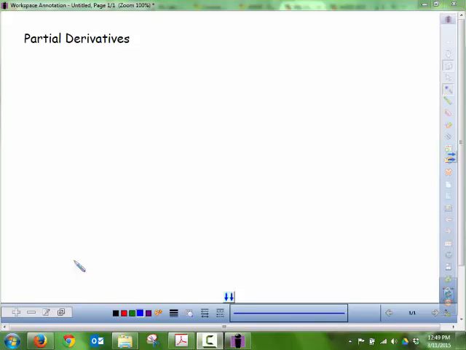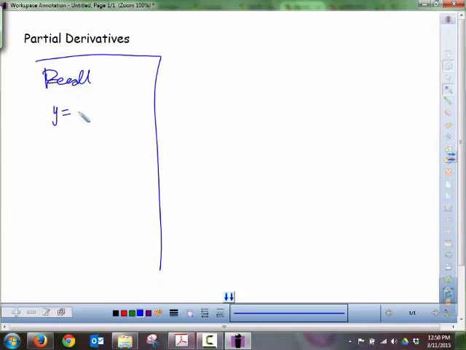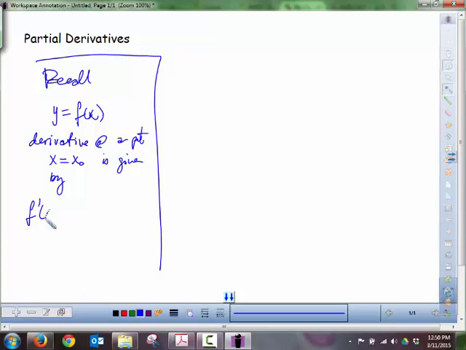So if you remember the derivatives from Calculus 1, you have a function f of x, and then we said that the derivative at a point x naught, let's make that x equals x naught, is given by f prime evaluated at x naught.